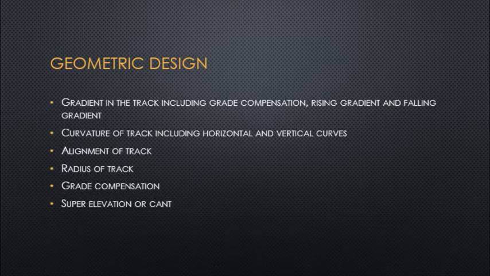We already discussed the next point, the alignment of track. Where should the railway track go? What are the points that must be included while designing a track, while aligning a track? We already discussed this topic at the beginning of this module. Next we will discuss the radius of the track, grade compensation, super elevation or cant in detail. So these are the basic design features of a railway track.